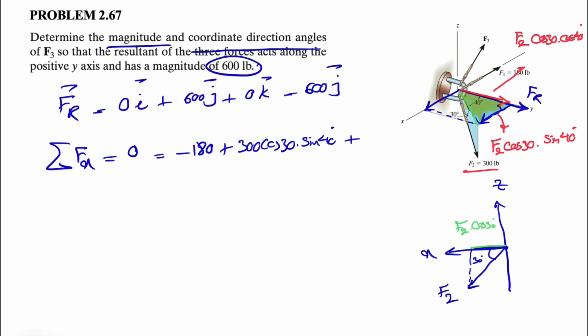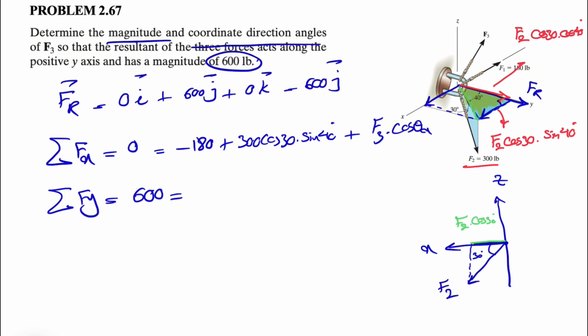So if we want to find the x component of F3, we basically have F3 times cosine of theta x, which is one of the unknowns that we have. We have the same thing for Fy, but this time Fy is not 0, it's 600. So we have to go to the y components of F1, F2, and F3.